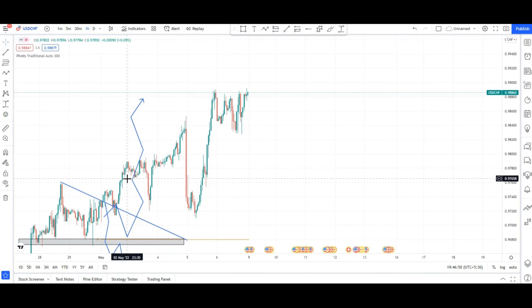Okay guys, so our first target reached, second target reached, third target reached, this is enough for us. After that our target was reached, so I booked somewhere here only, at this green candle, not this red candle. So here only I have taken all my profit. After that it came once again downside.